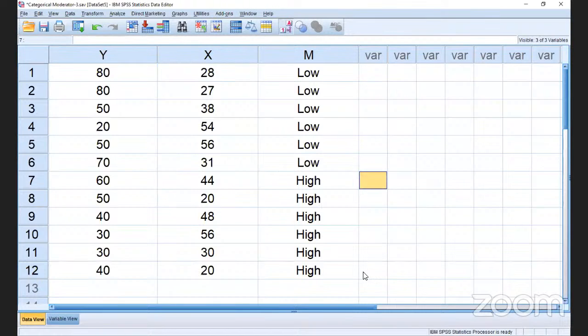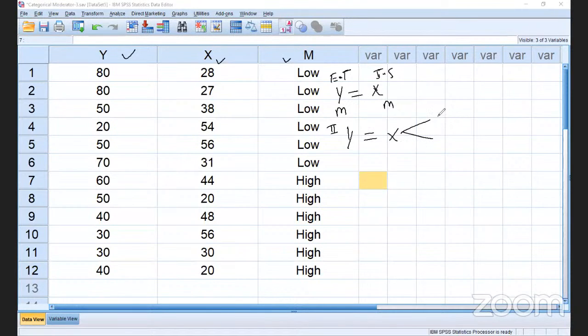Because here the independent variable is categorical, and when the independent variable is categorical and the dependent variable is continuous, there are two variables, Y and X. Earlier we checked the relationship between Y and X and both were in metric form, employee turnover and job satisfaction, both continuous. Now in the second condition, we are comparing employee turnover with this moderator variable, which is categorical, low and high job performance, and Y is the dependent variable, employee turnover.